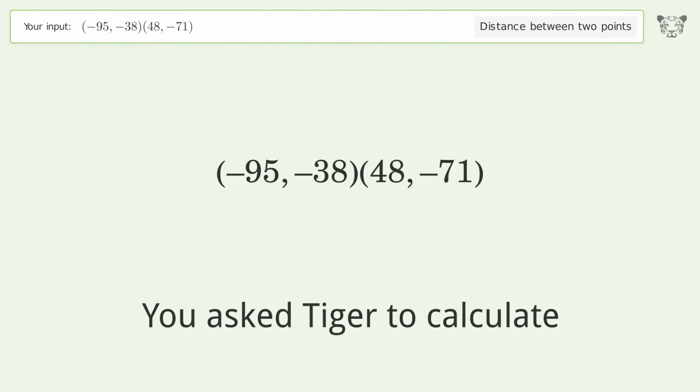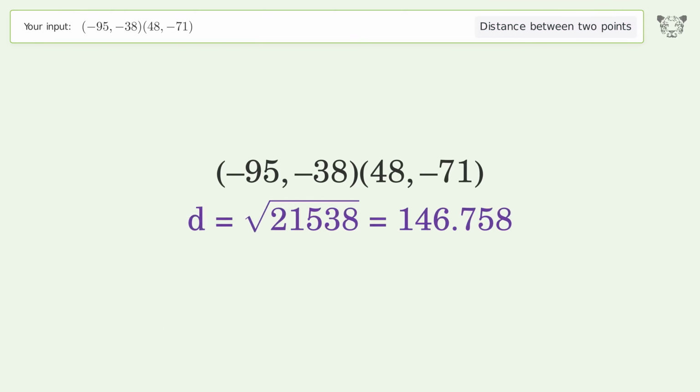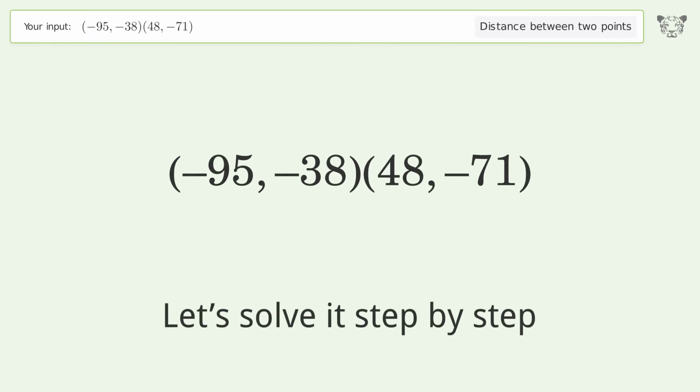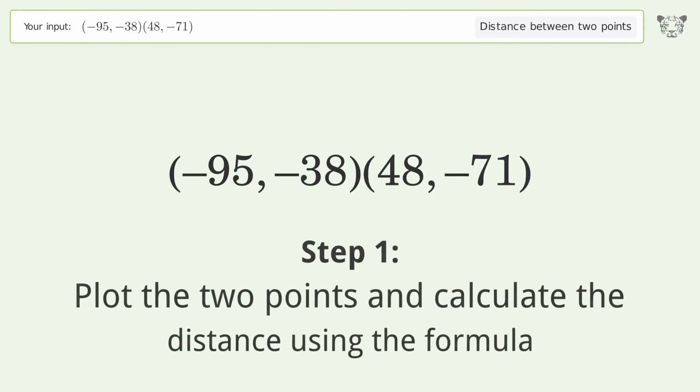You ask Tiger to calculate. This deals with the distance between 2 points. The distance between the 2 points is the square root of 21,538, or 146.758. Let's solve it step by step. Plot the 2 points and calculate the distance using the formula.